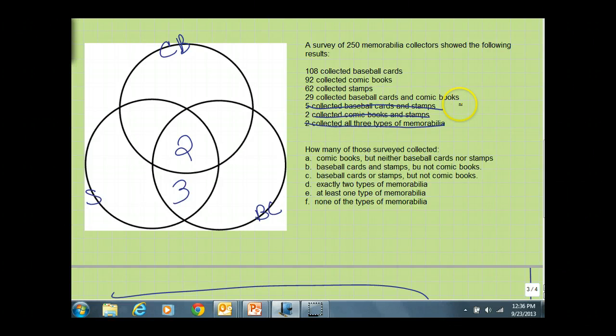29 collected baseball cards and comic books. This is an and. So 29 collected baseball cards and comic books. So that would be right in here. Okay, so how do I find out that area? Yep, it's 29 minus 2, or 27. Okay? And 62 collected stamps. So we're going to take 62, and we're going to subtract from it 2 and 3, which is 5. So that's going to be 57.